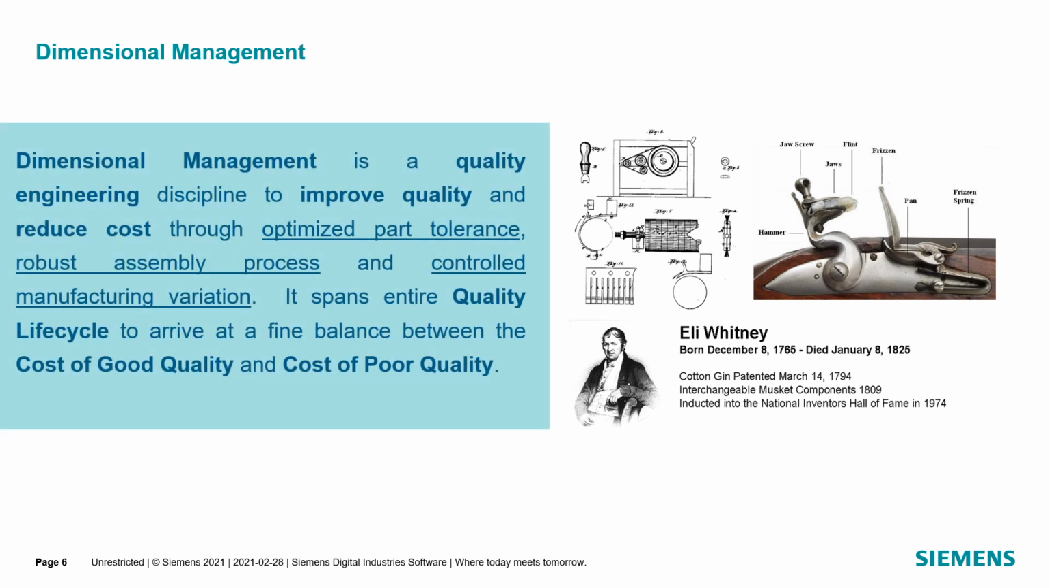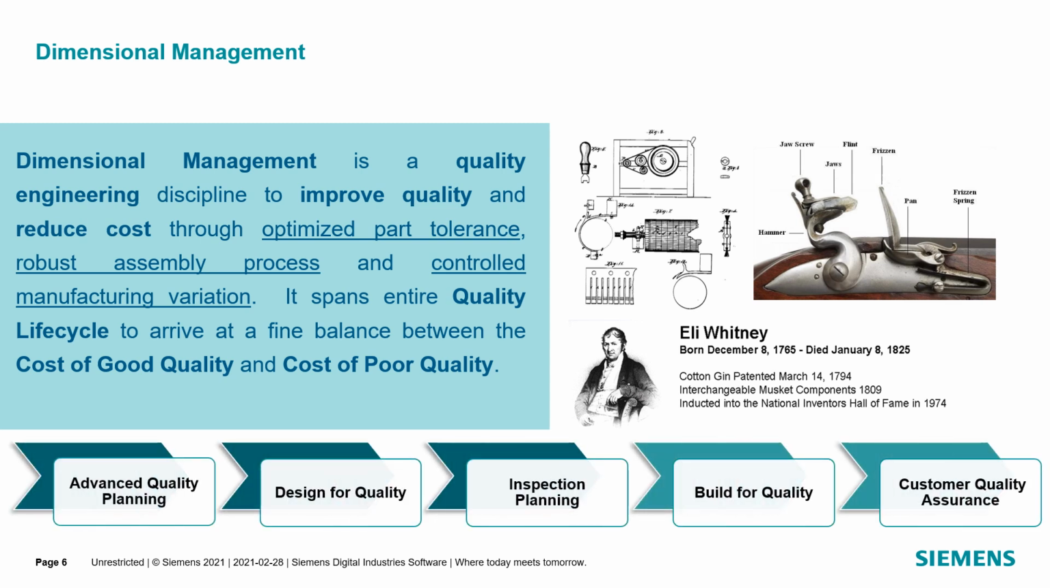Dimensional management is a quality engineering discipline for GD&T design and realization, through optimized part tolerance design, robust assembly process planning and controlled manufacturing variation. It spans the entire quality life cycle, with defined processes and deliverables, to arrive at a fine balance between the cost of good quality and cost of poor quality.